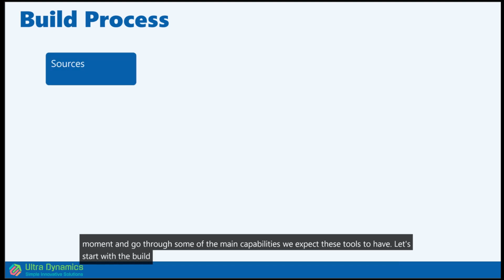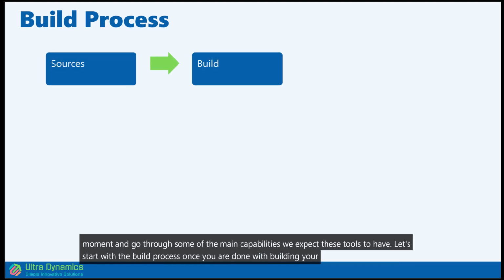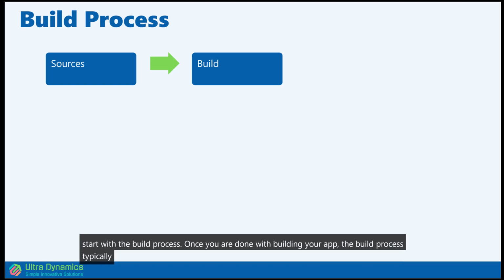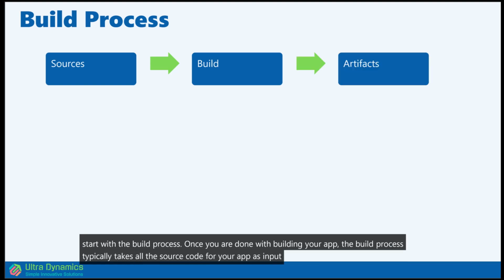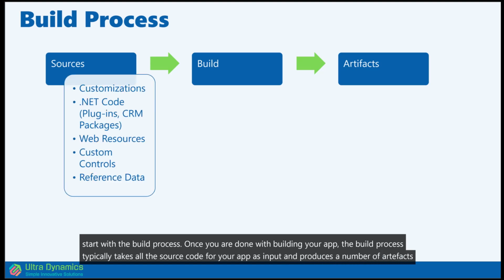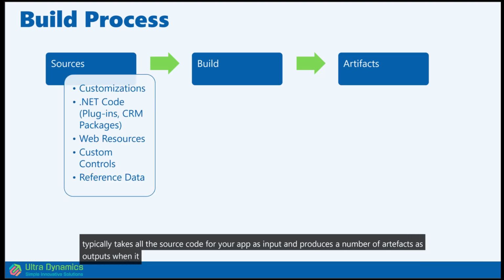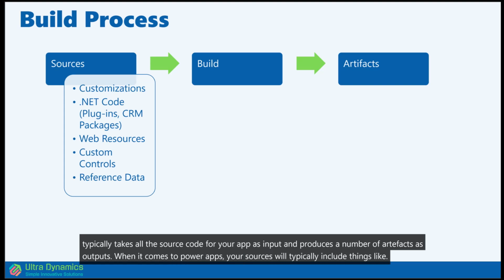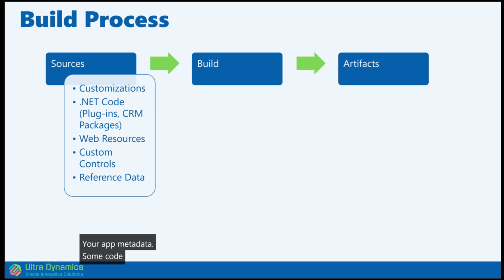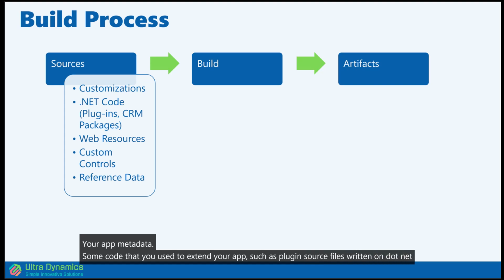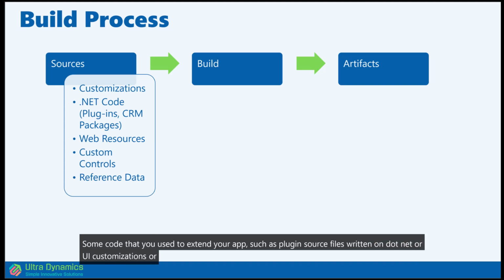Once you are done with building your app, the build process typically takes all the source code for your app as input and produces a number of artifacts as outputs. When it comes to Power Apps, your sources will typically include things like your app metadata, some code that you use to extend your app, such as plugin source files written in .NET, or UI customizations or controls written in JavaScript or other languages. It may also include some reference data that your app or process relies on.